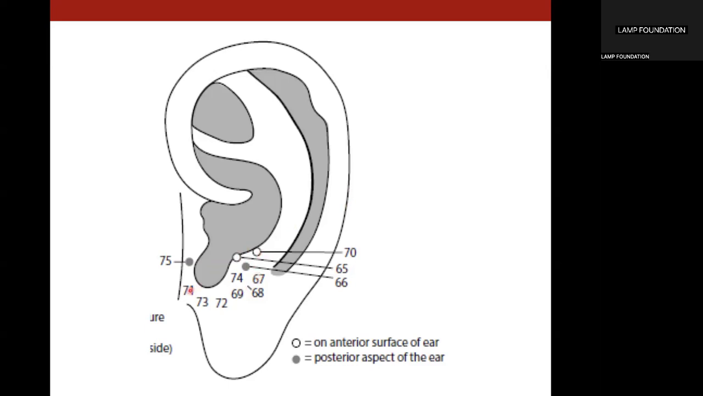71 is I1, 72 I2, 73 is the raised blood pressure point, 74 is ovary testis, and 75 is the endocrine point located posteriorly.